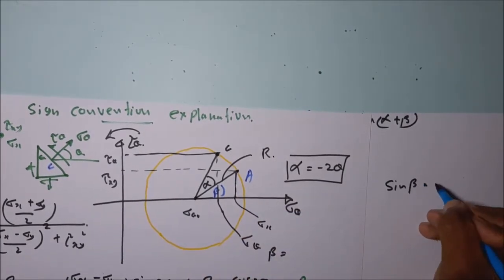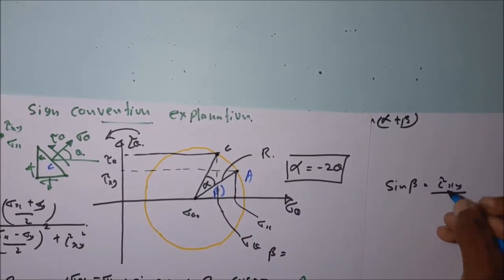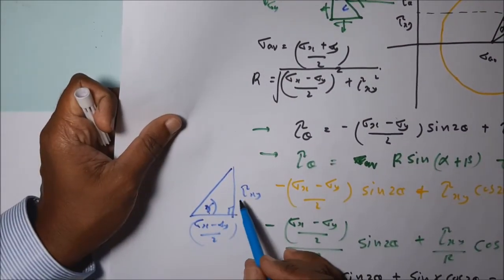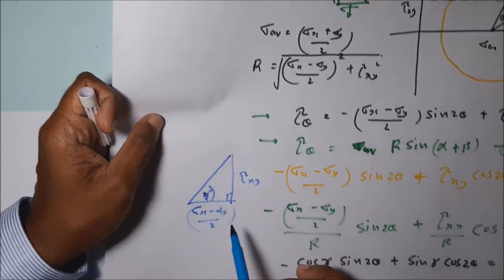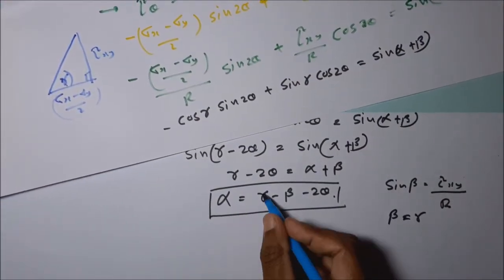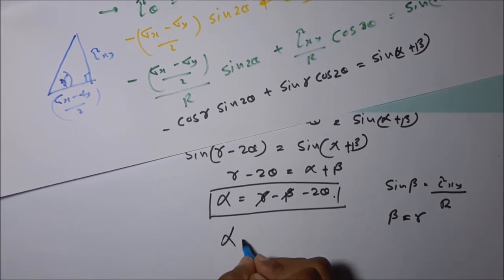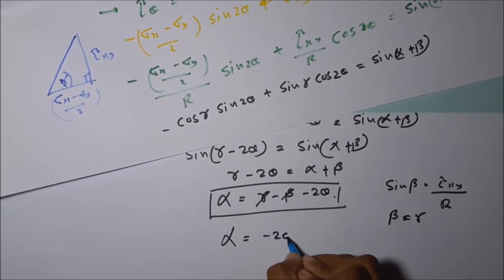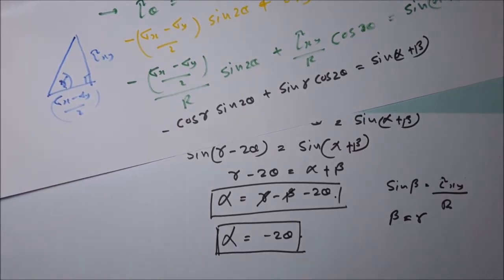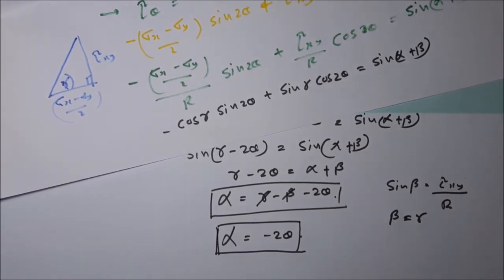Sine beta is equal to tau xy divided by r. No, that is equal to gamma. No, the angle is equal to gamma. So then beta is equal to gamma, and we can cancel these values. Finally, we get alpha is equal to minus 2 theta.